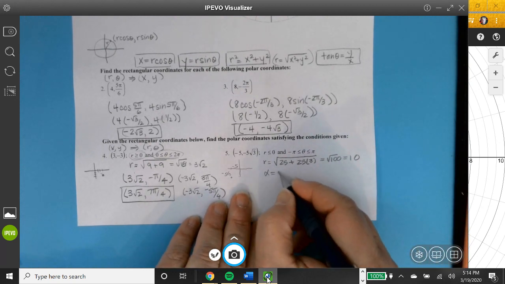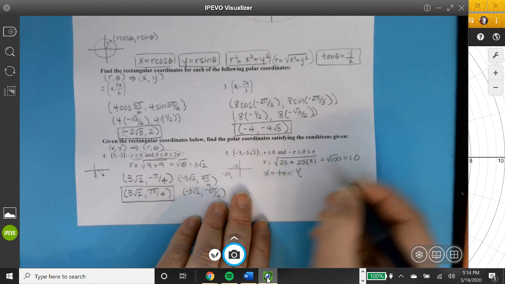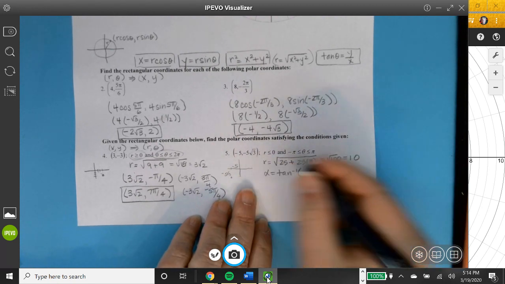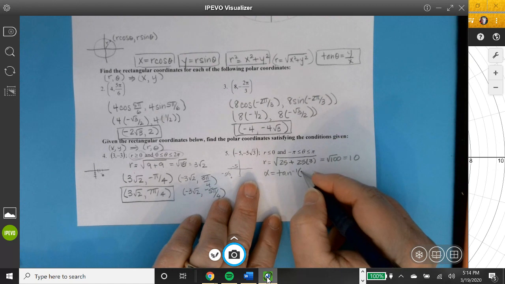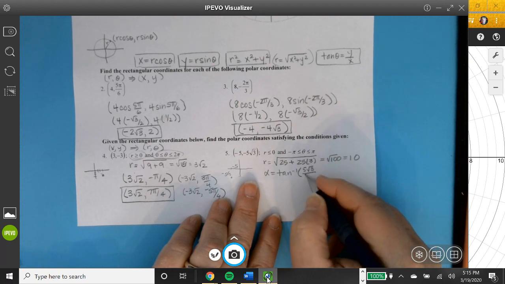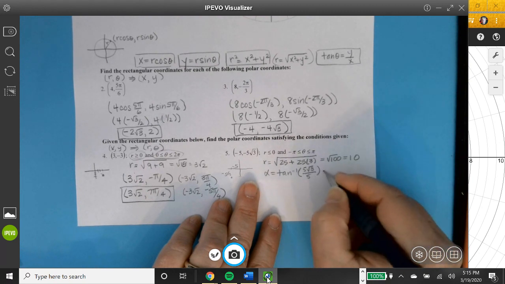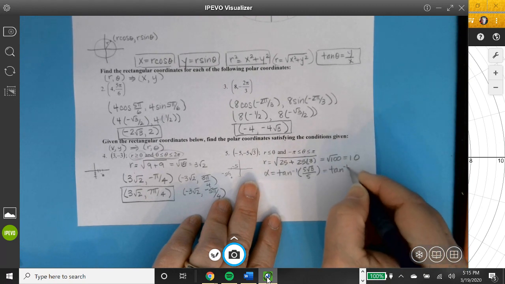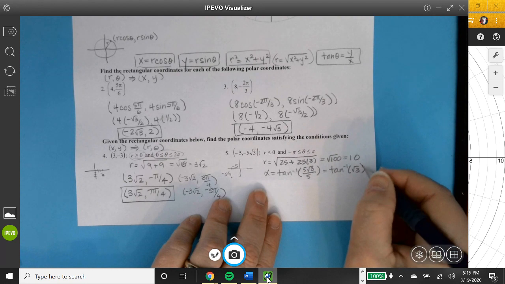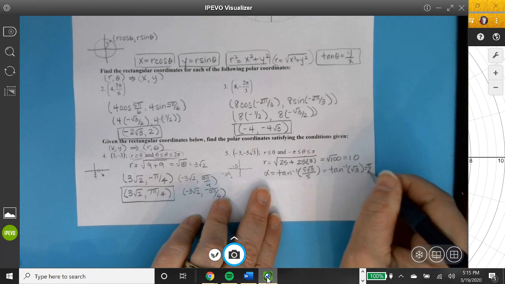So I'm going to say alpha equals inverse tangent of y over x. So it's going to be, and it's got to be the positive ones, right? 5 root 3 over 5, which is inverse tangent of root 3, which happens to be pi over 3. So alpha is pi over 3.